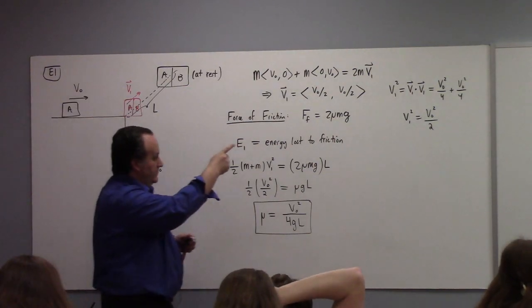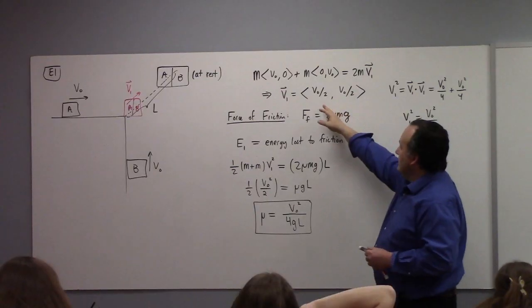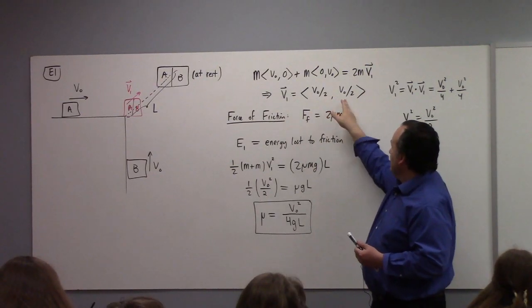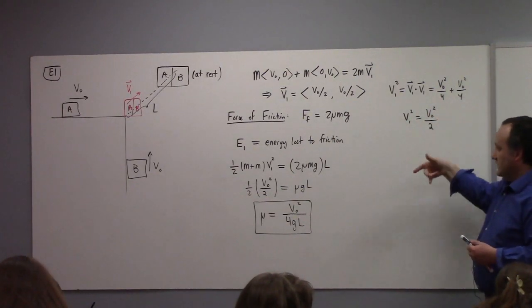Up here, V1 squared is V1 dot V1, but the length of V1 squared is this squared plus that squared, but a quarter plus a quarter is a half, so yeah.